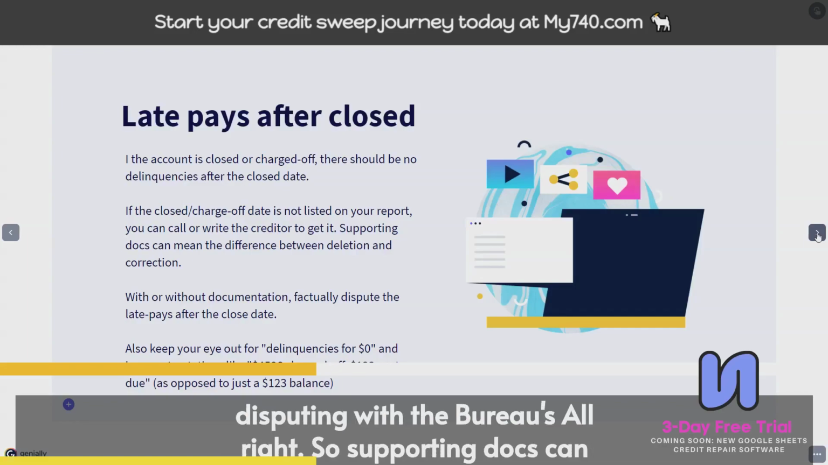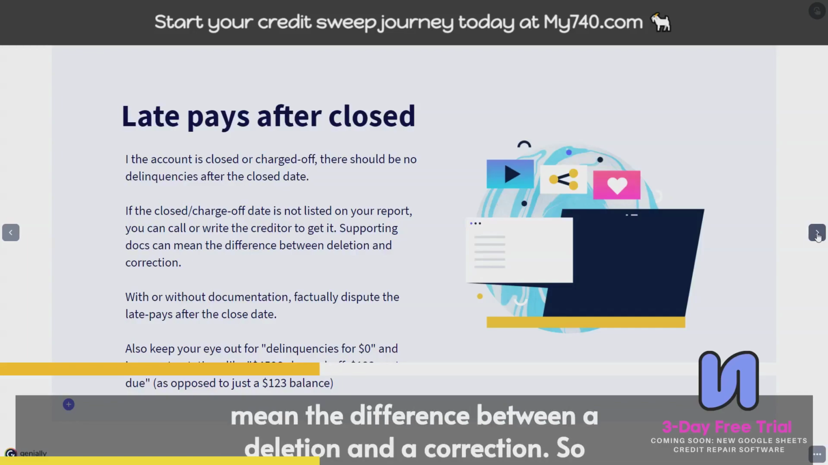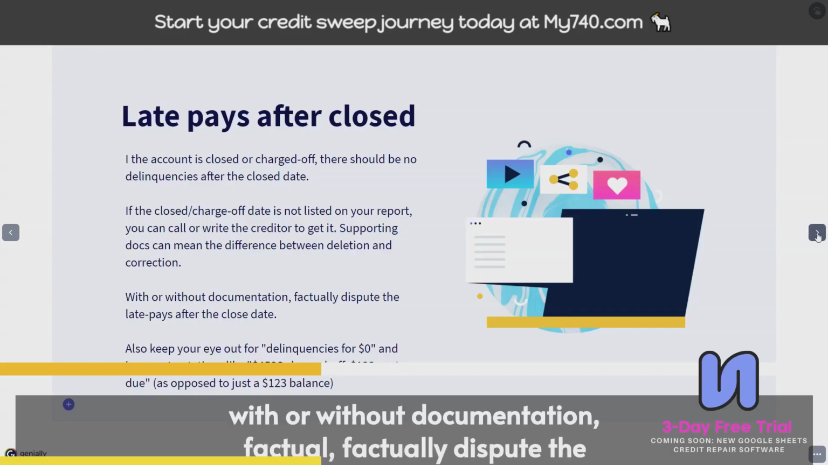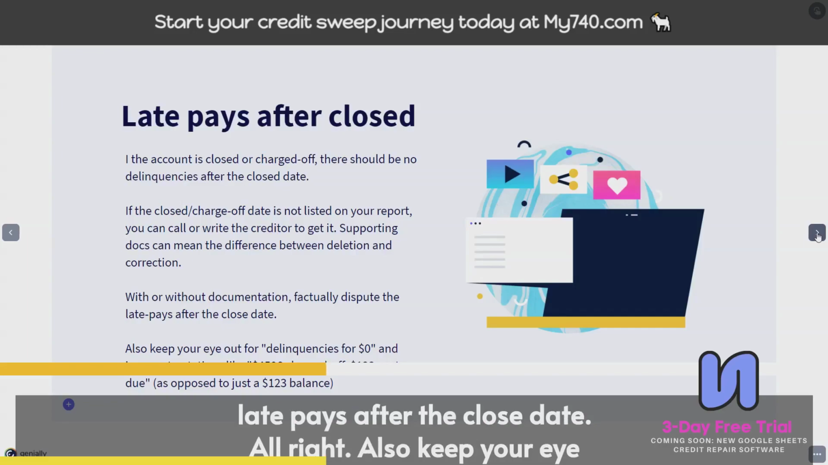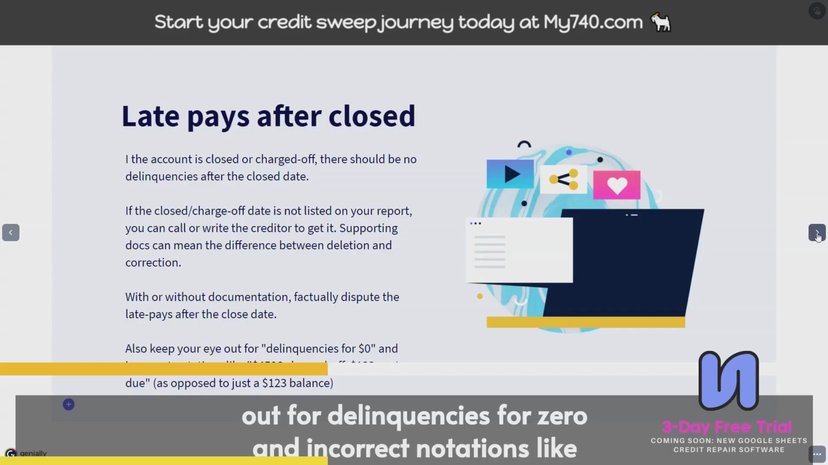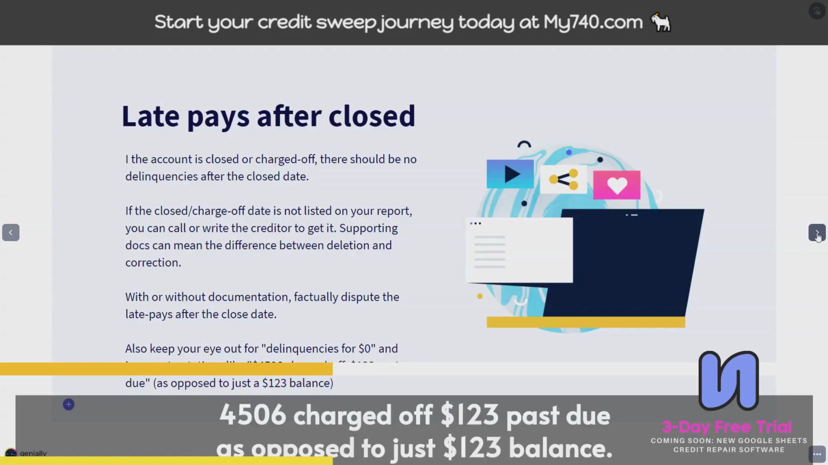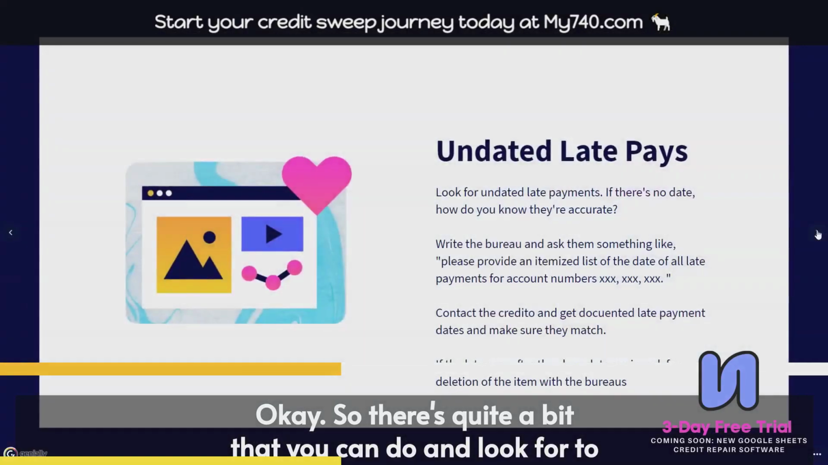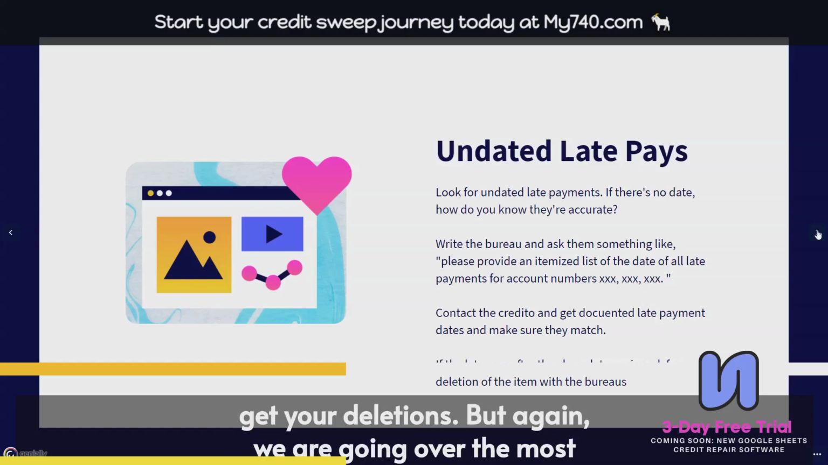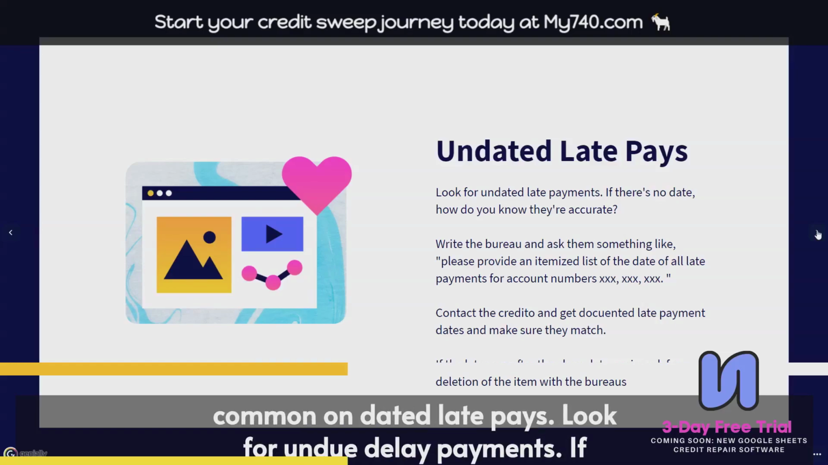All right. So supporting docs can mean the difference between a deletion and a correction. So with or without documentation, factually dispute the late pays after the close date. All right. Also keep your eye out for delinquencies for zero and incorrect notations like "charged off, $123 past due," as opposed to just a $123 balance. Okay. So there's quite a bit that you can do and look for to get your deletions. But again, we are going over the most common.